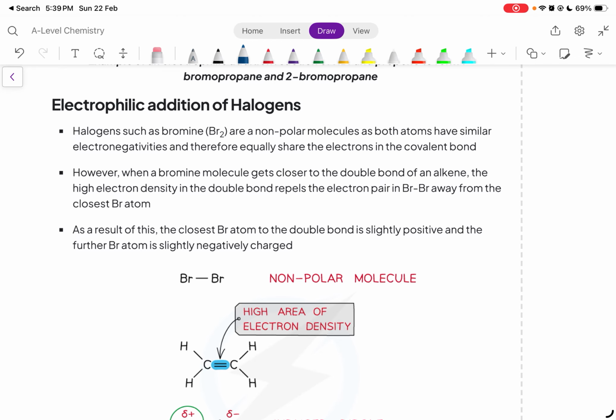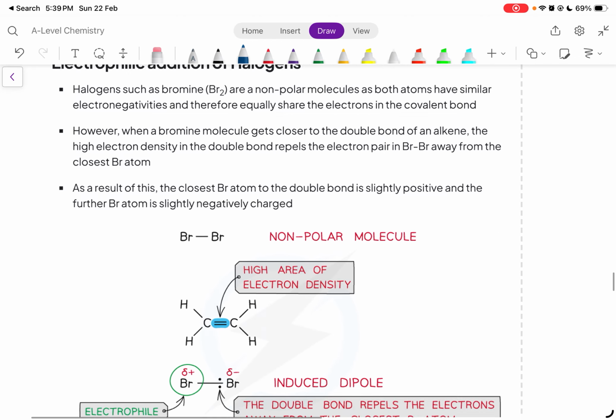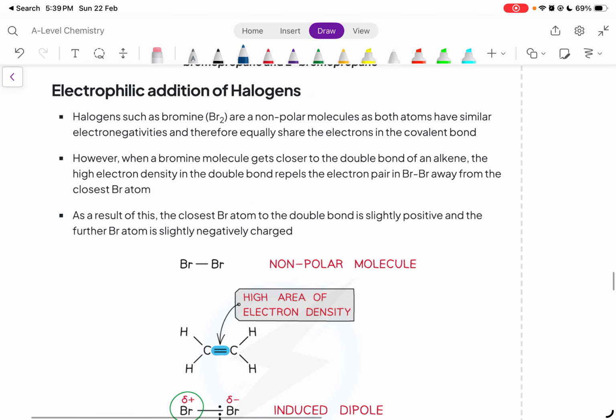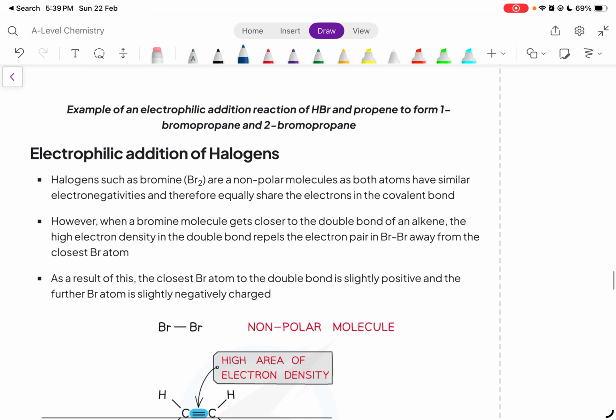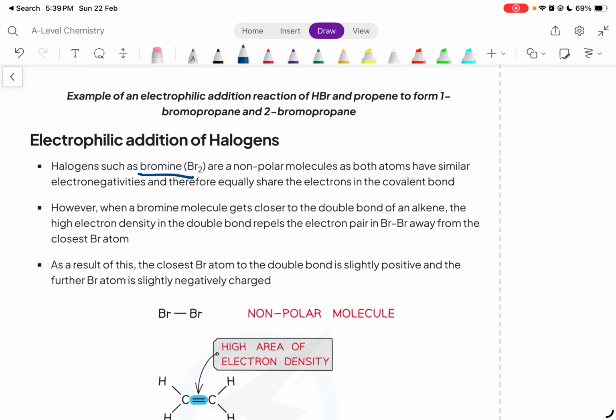Now, what if it's with halogen? 如果是 halogen 的 case 的话 okay, so for example, what are halogens? For example, 我们的 bromine. Okay, I think I probably was saying bromine just now. It was bromide before, and then now it's bromine. Sorry, that was a mistake.